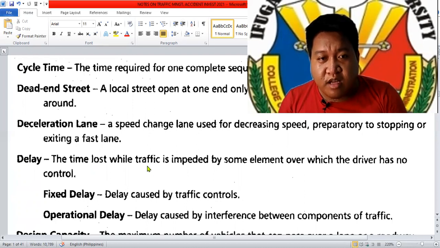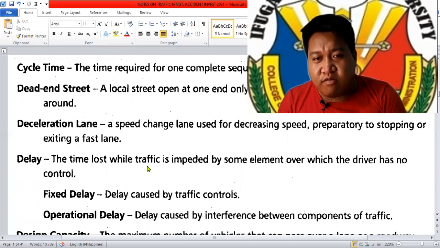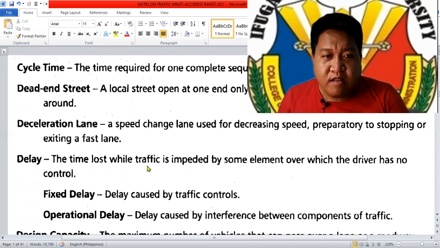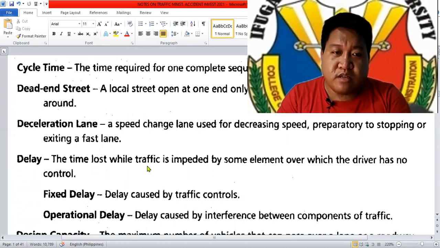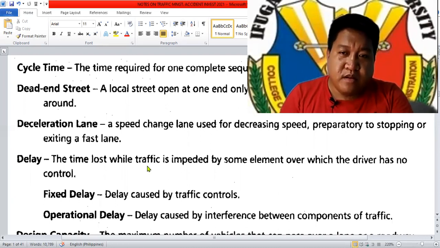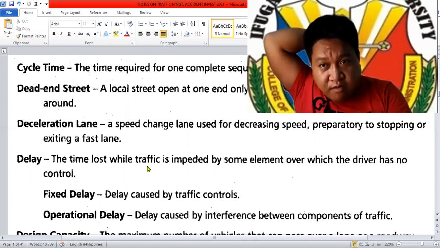And according to studies, delay, time lost while traffic is impeded or there is a traffic conflict, it will cause troubles such as economic trouble. Nawawalan na tayo ng million because of the problem in traffic. Okay?